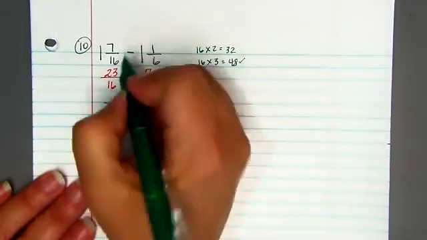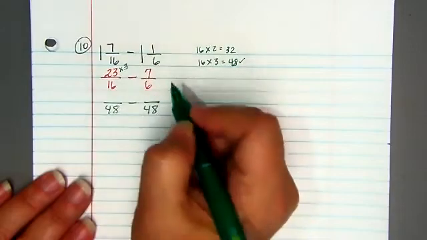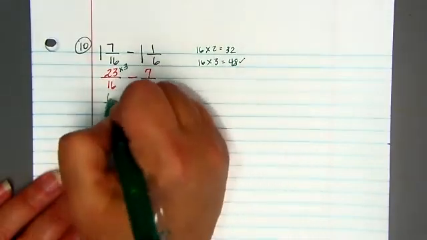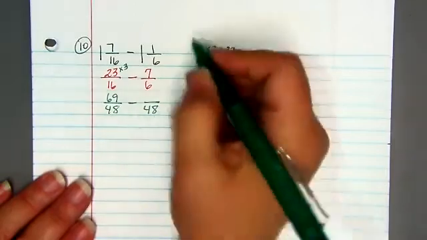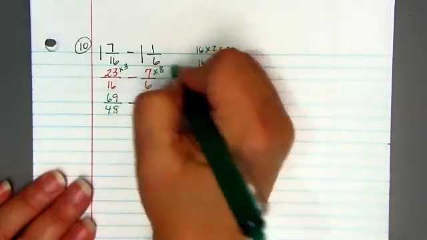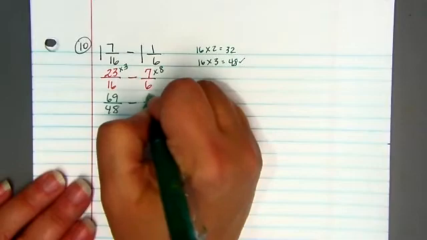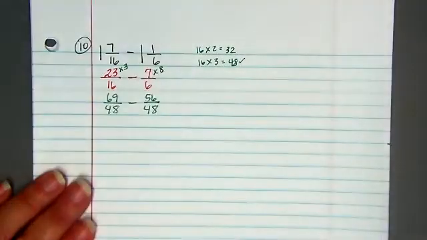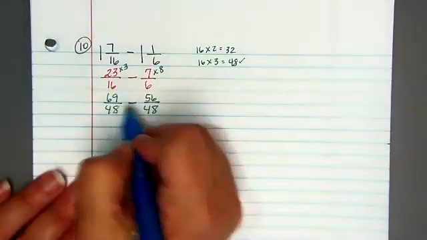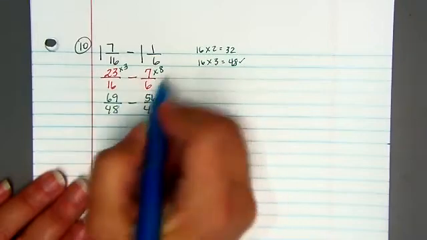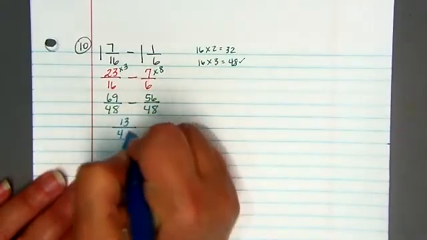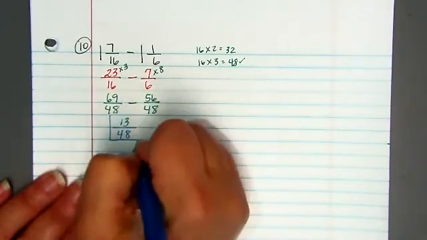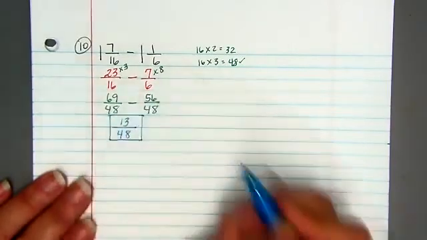16 goes into 48 3 times, so I'm doing times 3. 23 times 3 is 69. 6 goes into 48 8 times, so I'm doing 7 times 8, which gives me 56. And now I subtract. 69 minus 56 is 13/48, and this cannot be simplified any further. There's my answer.